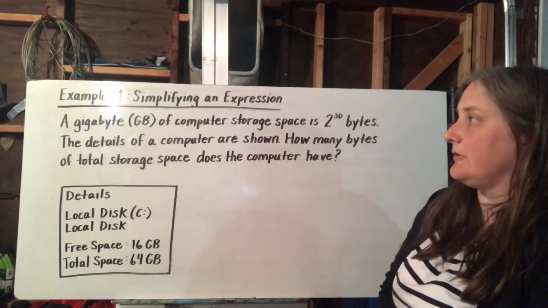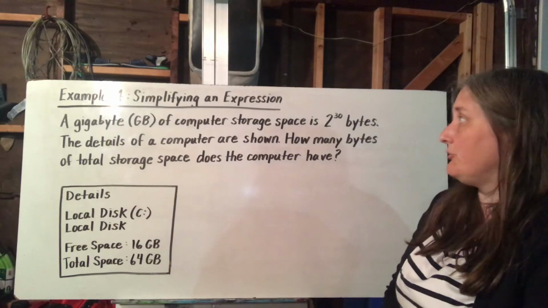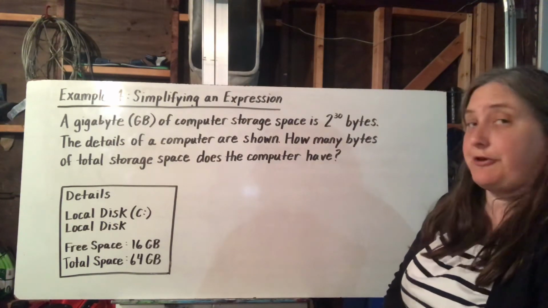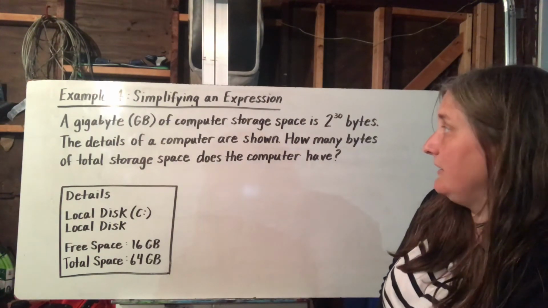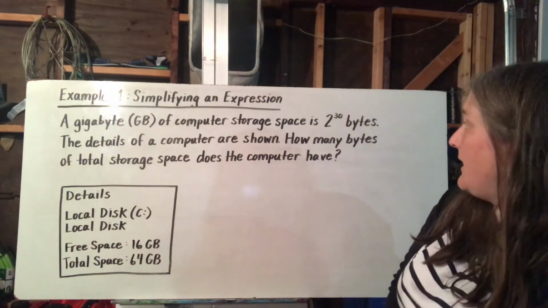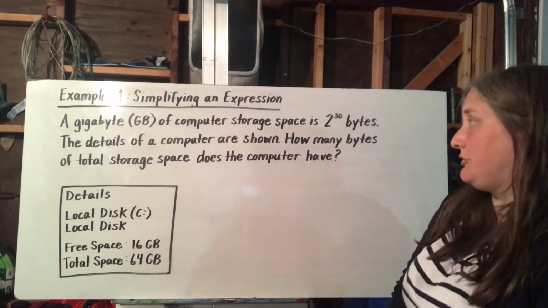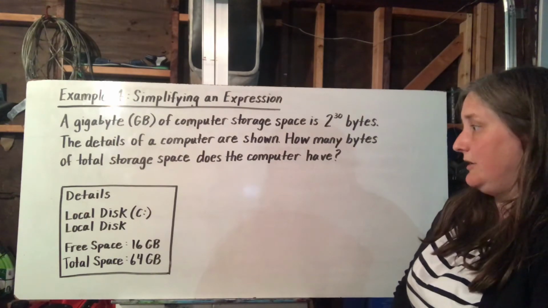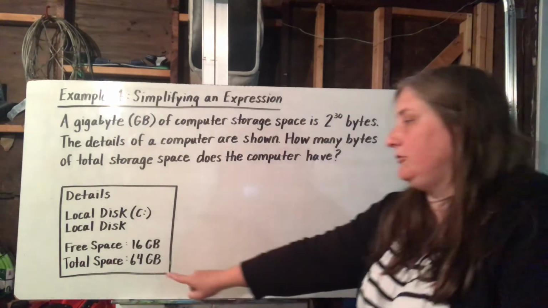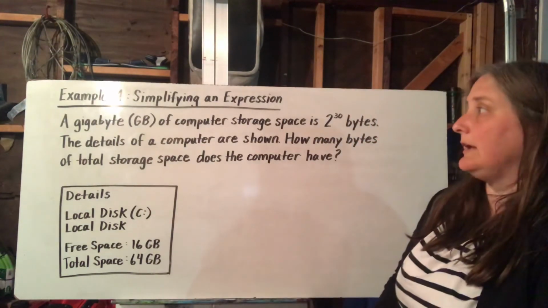So let's simplify an expression. A gigabyte of computer storage space is 2 to the 30th bytes. The details of a computer are shown below. How many bytes of total storage space does the computer have? So in this case, its total space is 64 gigabytes.